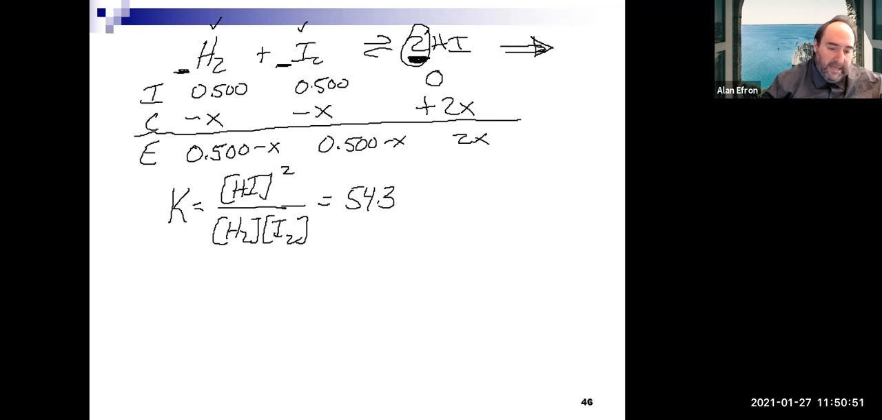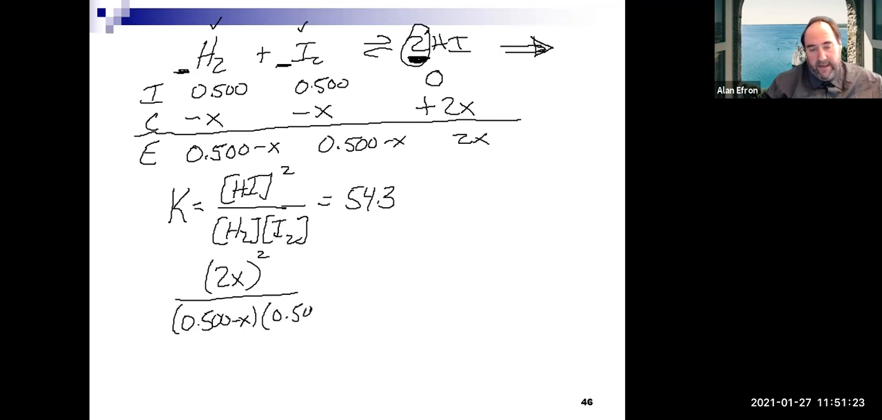Like we talked about last time in that example, we're just going to take our equilibrium line and put it into our expression and mathematically solve for x. And that x is going to represent the change. We'll know how much of the reactants was lost, and we can figure out how much product was made in this particular case. So if we do that, up on top, we will have 2x squared divided by 0.5 minus x times 0.5 minus x, and that is going to equal 54.3.